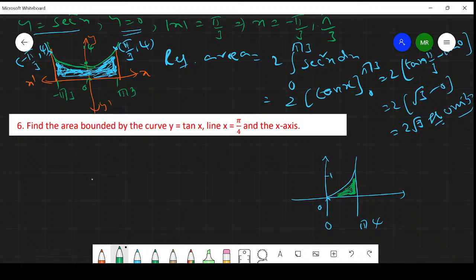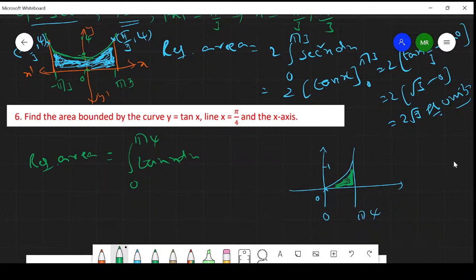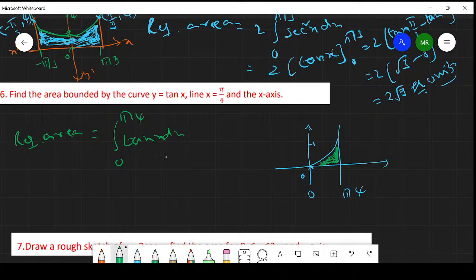This is 0 to pi. So the required area equals the integral from 0 to pi by 4 of tan x dx. Simple. The integral of tan x we know is log mod secant x. So I can write this as log mod secant x, with limits 0 to pi by 4.